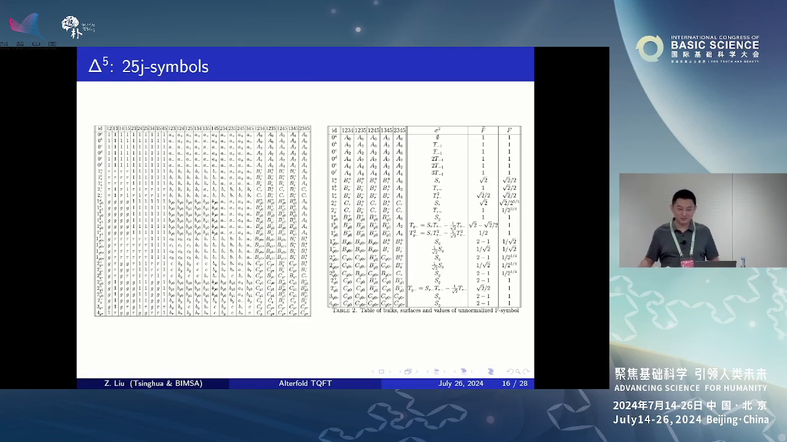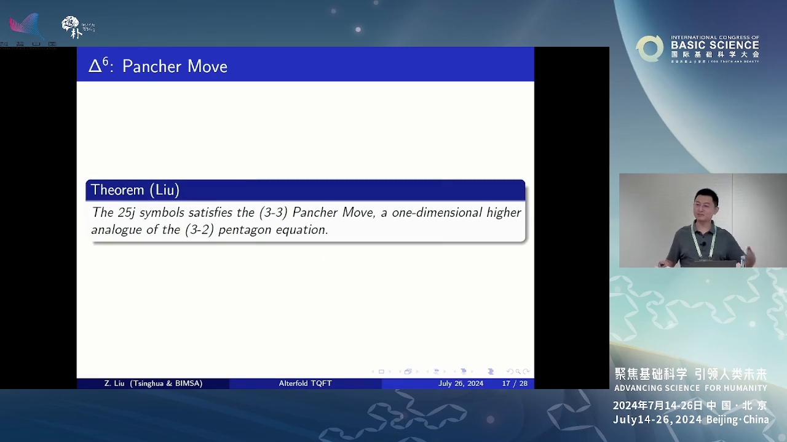What should we expect for those numbers? They should satisfy the higher analog of the pentagon equation, corresponding to the data in delta 6. That's the higher Pachner move. In general, we have 3 kinds of Pachner moves: 3 to 3, 4 to 2, and 5 to 1. The 3 to 3 is the most complicated one, and we can derive the others from this one. So those 25j symbols do satisfy the Pachner moves, the higher analog of the pentagon equation.